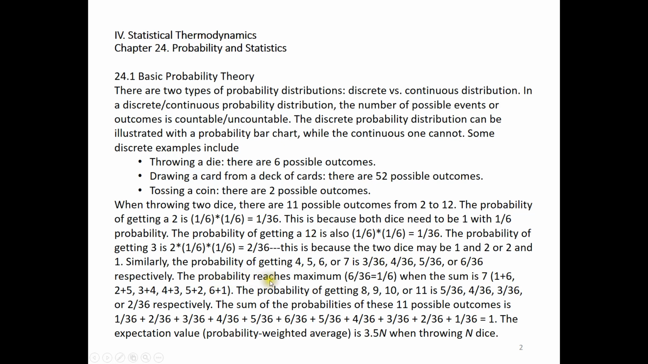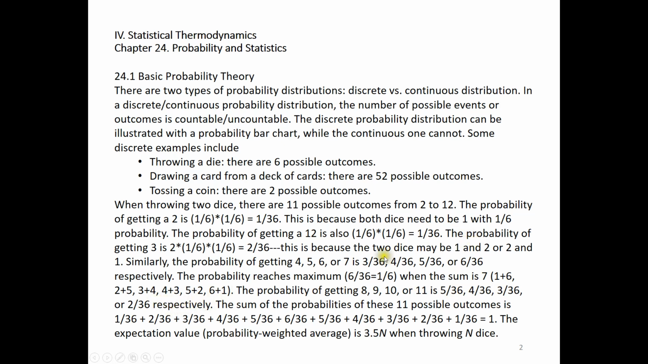The probability reaches the maximum if the sum is 7, because to get a 7, you have many different ways. You can have 1 and a 6, you get 7. 2 and 5, 3 and 4, 4 and 3, 5 and 2, 6 and 1, you get 7. So the probability of getting 7 is 6 over 36. We have 6 different ways. What about the probability of getting 8, 9, 10, or 11? Well, the probability starts to decrease. It's 5, 4, 3, or 2 over 36.